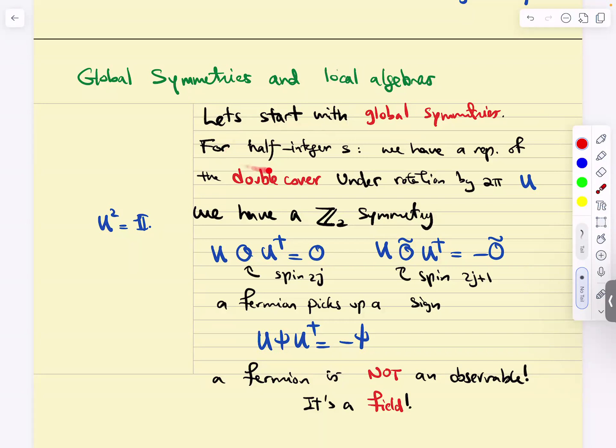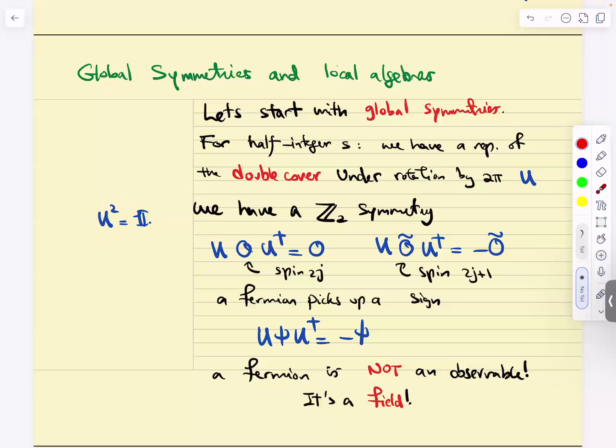What is the story? If you have an integer spin particle and you rotate by 2 pi, your operator comes back, your wave functions come back to where they were. If you have a half integer spin particle, what you have is an irreducible representation of the double cover, right? Well, actually a projective representation of it. And what it means is that you have a Z2 symmetry transformation. Rotation by 2 pi will send bosons to bosons, and send fermions to minus fermions. Sorry, spin half. So the Z2 is that the rotation by 2 pi squares to identity. Rotation by 4 pi will bring everything back. If the operator is spin integer, it is invariant under it. If it's spin half integer, oops, sorry about that.